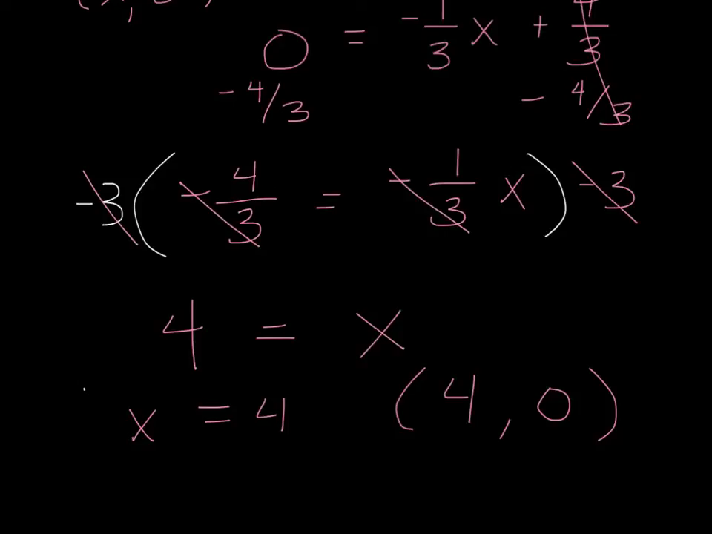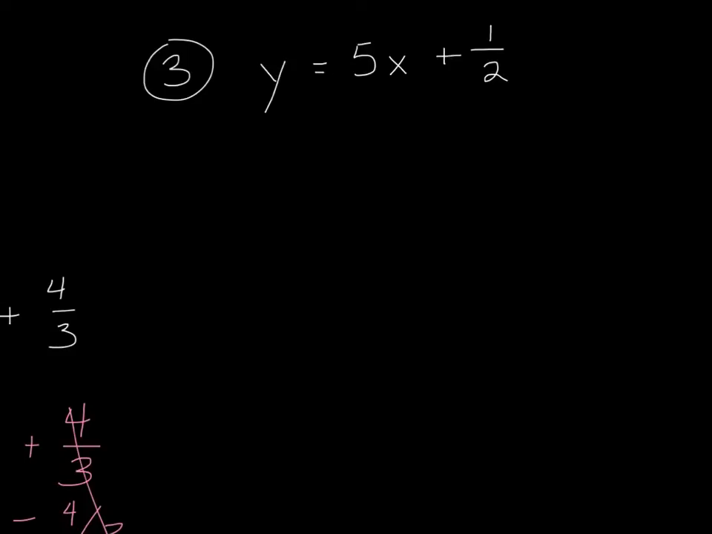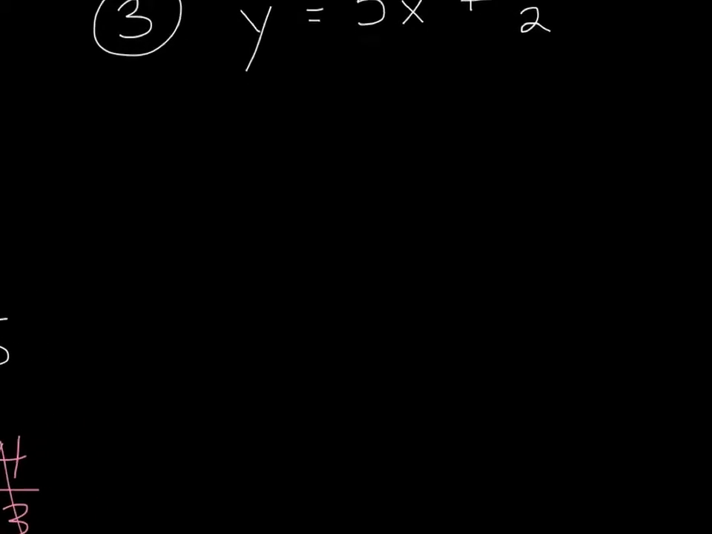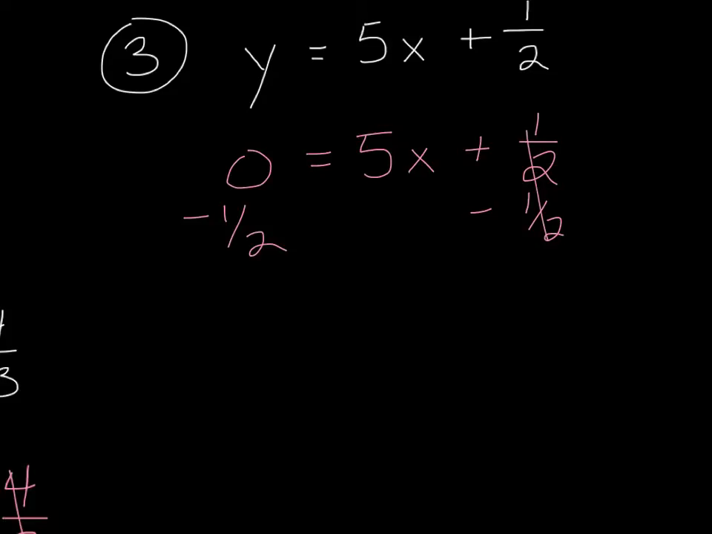Okay, let's look at the third one here. If you notice, the y-intercept is a half and the slope is 5, and to find the x-intercept we just need to find where the y is 0. So we just let 0 equal 5x plus a half, and we would subtract a half from both sides. So 0 minus a half is -1/2, and that would equal 5x.